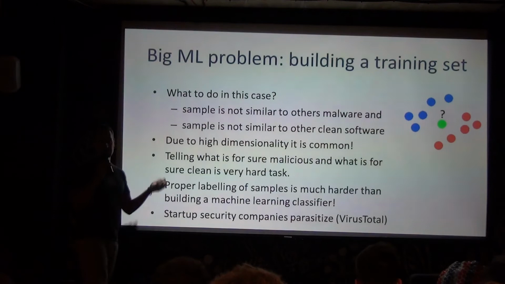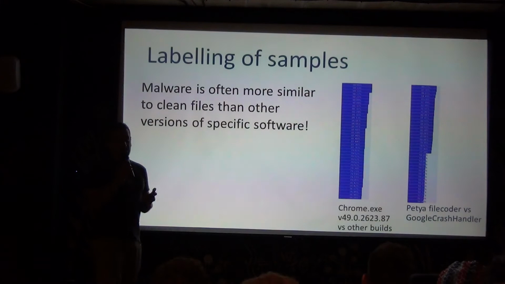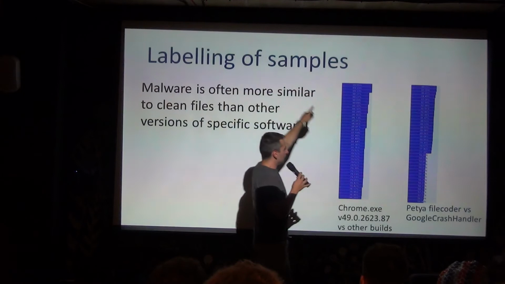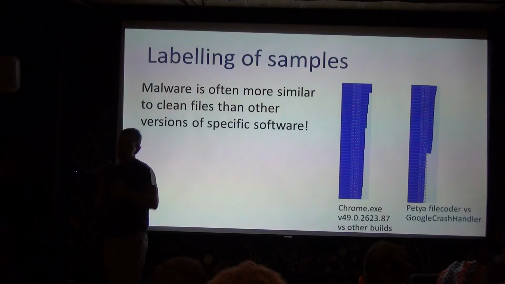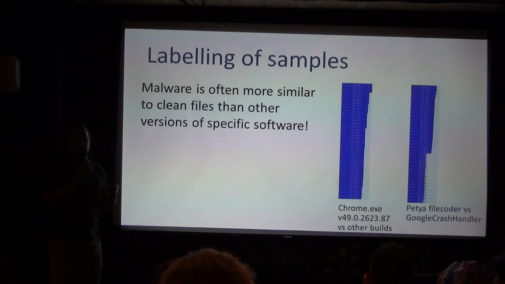And this is a real case. Sometimes malware samples are much more similar to clean files than another version of the same clean file. So for example, you have Chrome in some version, and this is the similarity to other versions of Chrome. And this is the Petya file coder, which was just a slightly modified version of the Google Crash Handler file, which is a kind of crash reporting system from Google software. So if you just use similarity for classification, that's how you basically fool all similarity-based classifiers: just modify the sample.